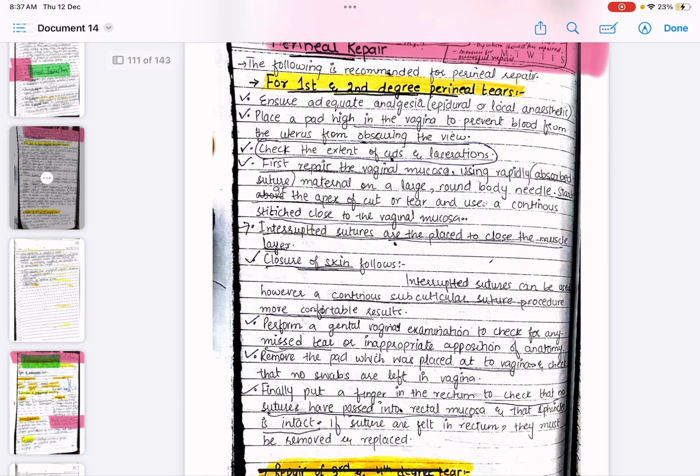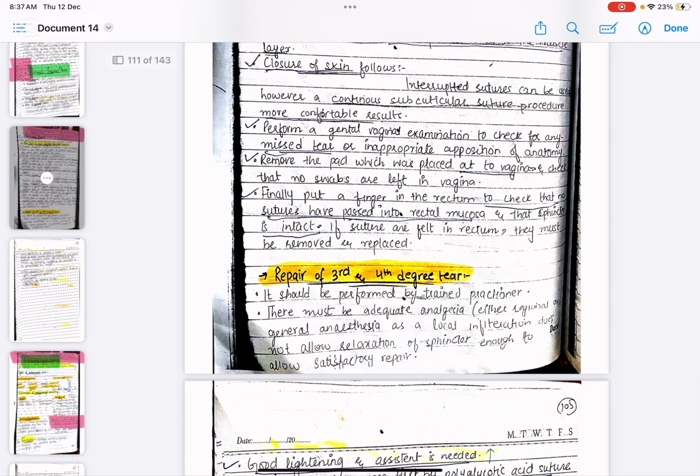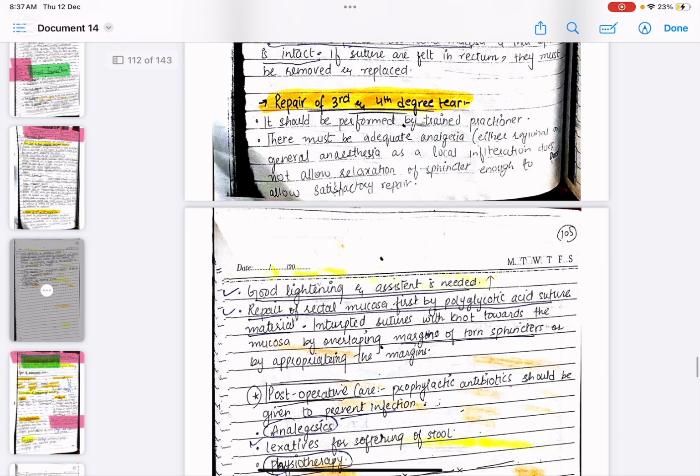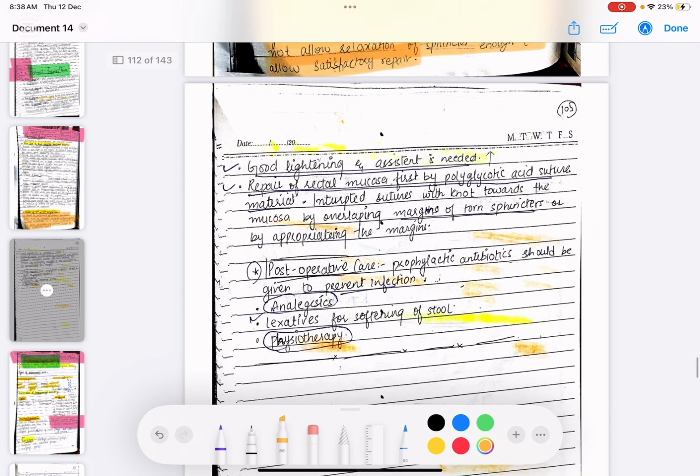So this was all about the repair of first and second degree perineal tears. Now the repair of third and fourth degree tears. It should be performed by a trained practitioner, and there must be adequate analgesia, either regional or general anesthesia, as local infiltration does not allow enough relaxation of the sphincters for a satisfactory repair. Then good lighting and an assistant are needed.